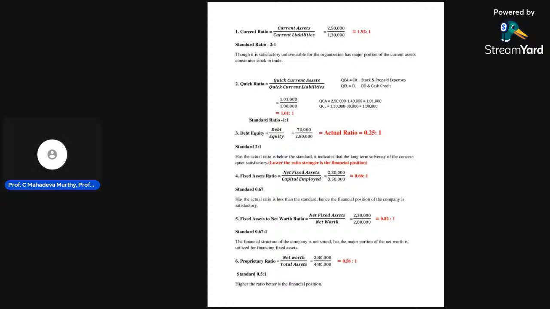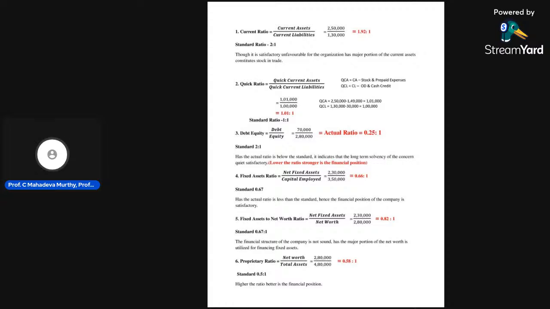Anytime he may demand. That is quick current. Here, quick current liability is also OD. Current liability minus overdraft and cash credit. If you deduct overdraft and cash credit, you get quick current liability. I hope you understand that.